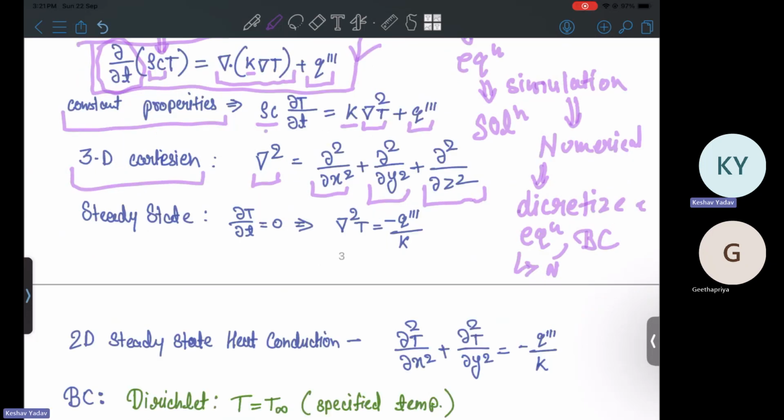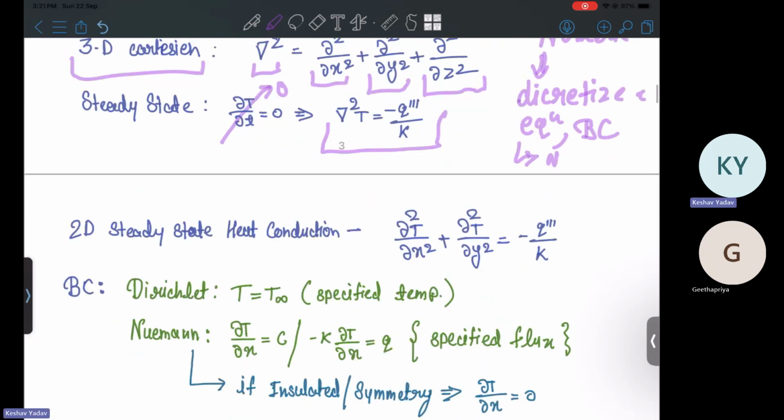If the problem is steady state, then my temperature will not change with time, so this will be equal to 0. In that case, this is the equation that we'll get. If I write this equation in 2D steady state form, the Laplacian can be written as del 2 upon del x square and del 2 upon del y square. So our equation will be this.